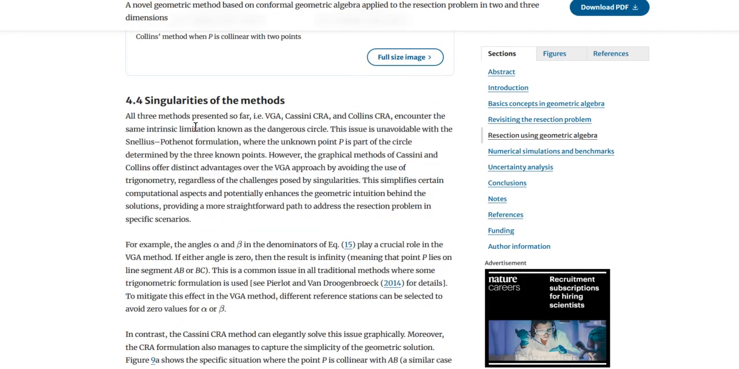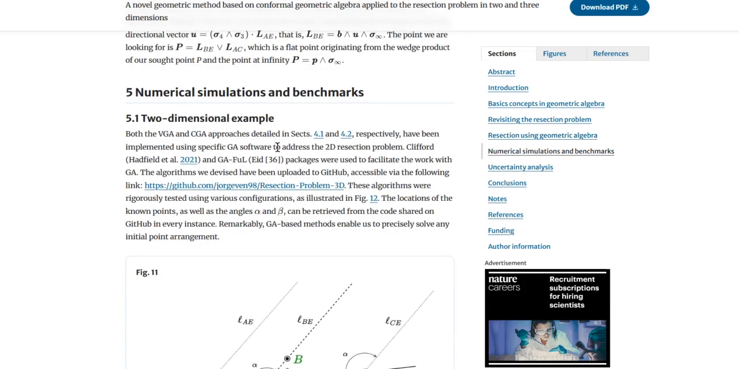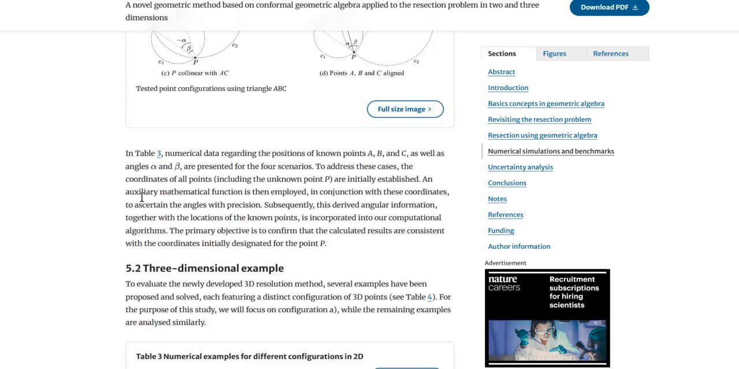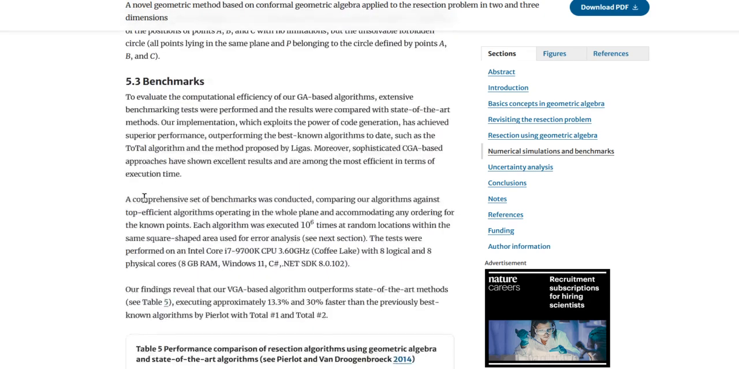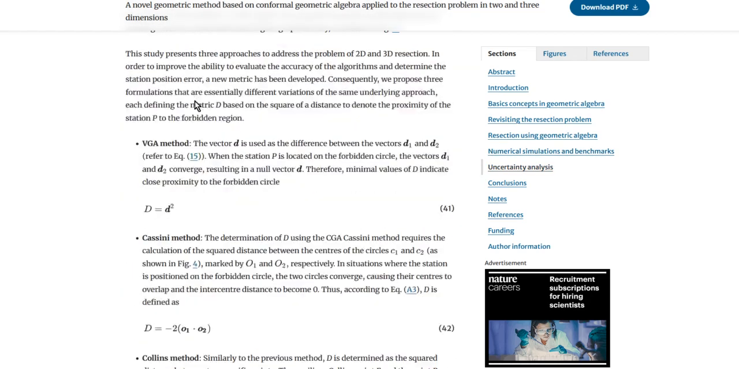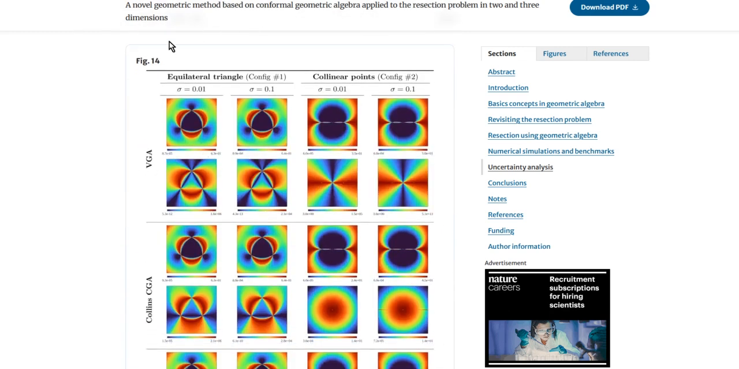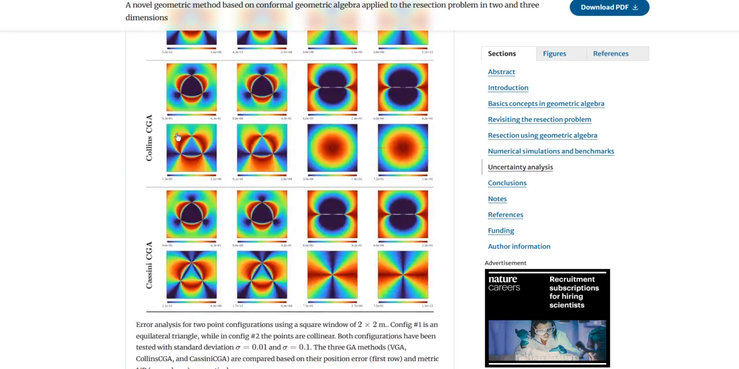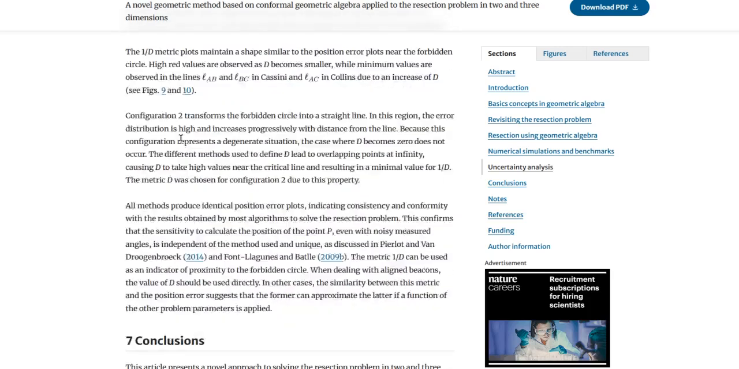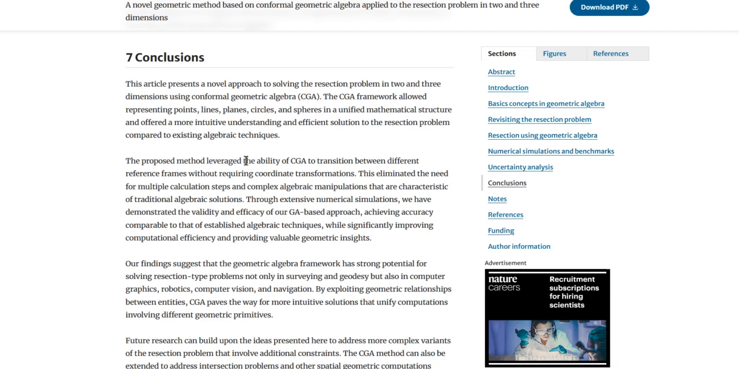They go into situations where the solutions do not work. They do numerical simulations and benchmarking of the speed of the algorithms. And these authors pay a lot of attention to uncertainty analyses. And they have kind of a novel way of displaying the areas or the locations of the unknown point P that cause most problems in terms of uncertainties. So I hope that you'll take a look at that article. It does require a bit of study.